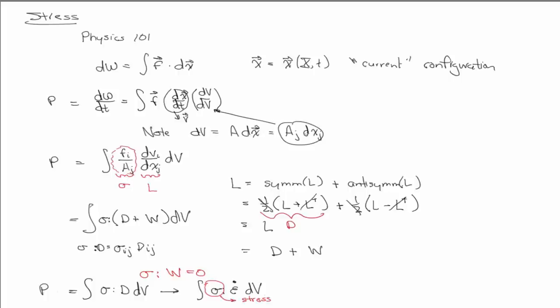Here I've heuristically, thermodynamically argued that the stress is simply the work conjugate, or power conjugate, with strain or strain rate. It's the placeholder sitting right here that, when you do this double dot product and integrate over the volume, gives you power. So it makes this equation thermodynamically consistent.